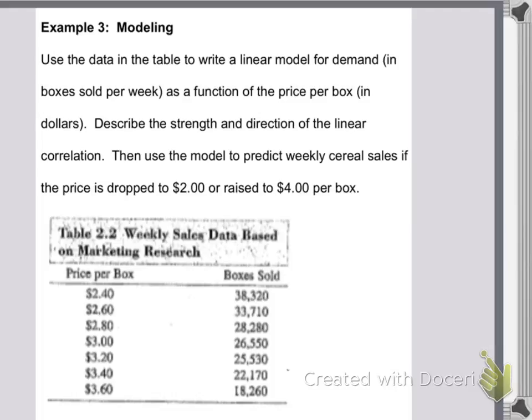Before you begin, I want you to get your calculator and turn it on, and we have to make sure our diagnostics are on to ensure that when we calculate our regression equation the correlation coefficient comes up. So I want you to hit second 0. That's your catalog, and you're going to scroll all the way down to where it says diagnostics on.